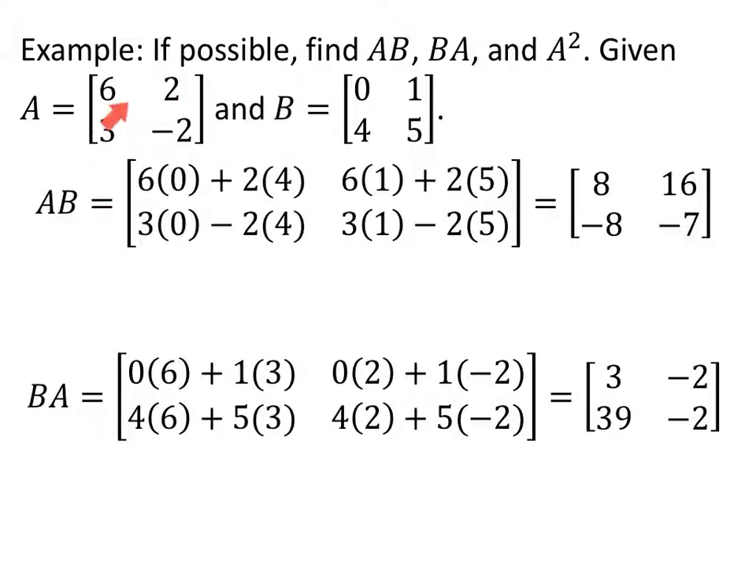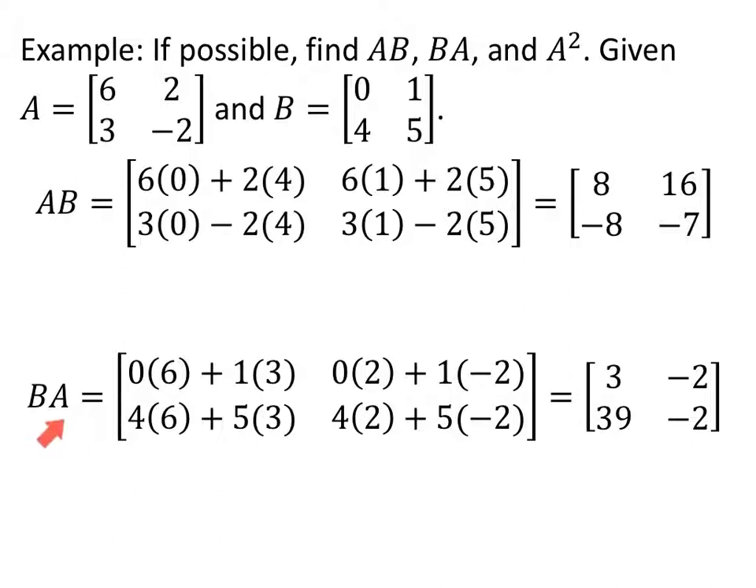Rows of the first one. So rows of A, 6 and 2, in 2 columns. Row 2, 3 and -2, 3 and -2 in 2 columns. And then I'll fill in the columns of B, 0, 4 in the parentheses of the first column, 1, 5 in the parentheses of the second column. Do the little arithmetics to get our answer. 8, 16 for the first row. -8, -7 for the second row.